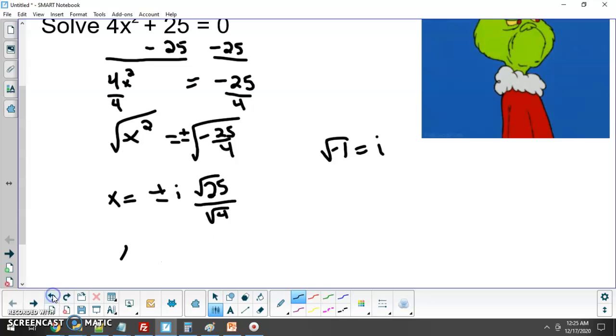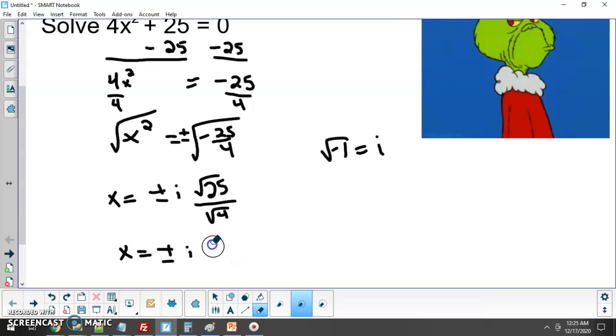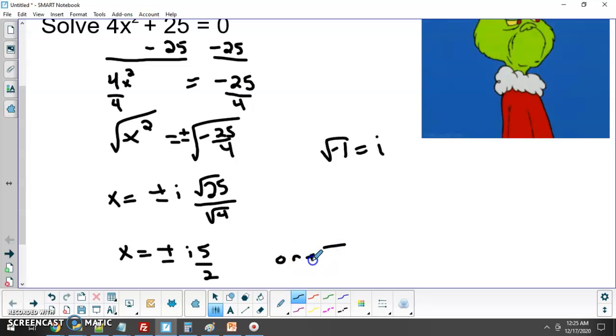square root of 25 is just the number 5. Let me fix that there real quick. All right. And then on the bottom, the square root of 4 is just 2. All right, or you can write it like this, plus or minus 5/2 i, okay? Probably better to write it like that.